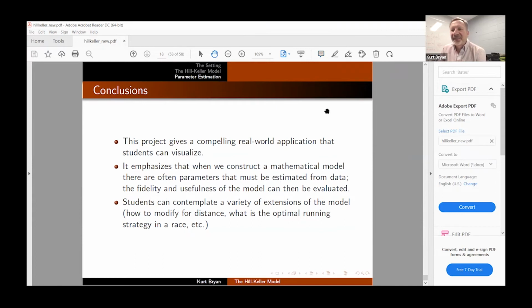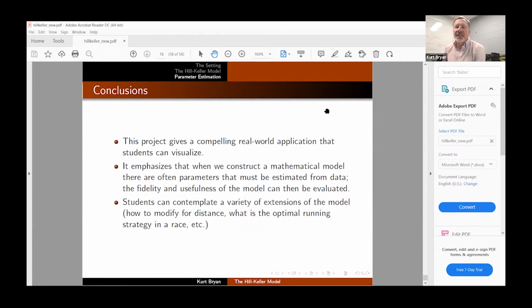Bryan. Oh, hi again. I was just wondering if you've developed projects based on optimal running strategies. Well, that I haven't. I have. God, it was so long ago, and I can't remember what the conclusion was. It wasn't in DE class. It was in a math modeling course.